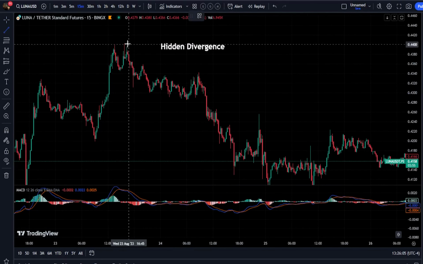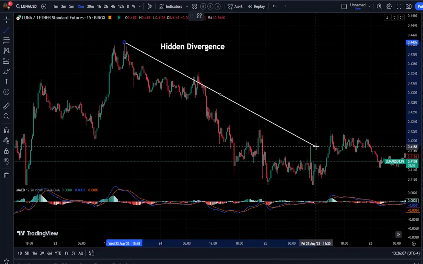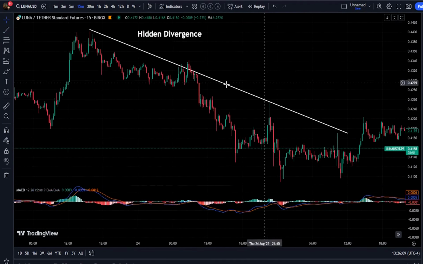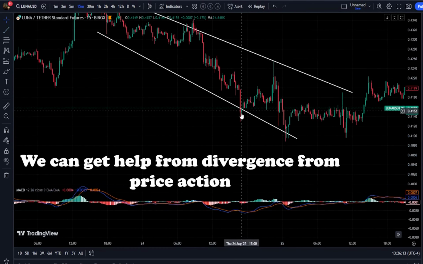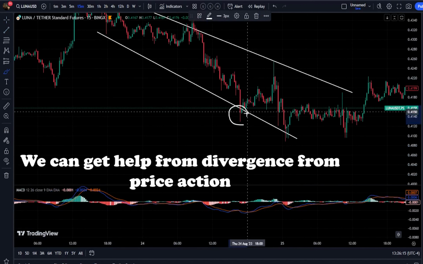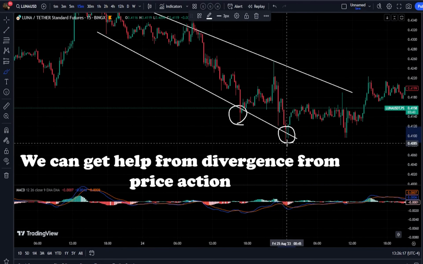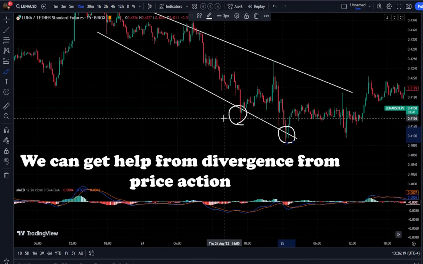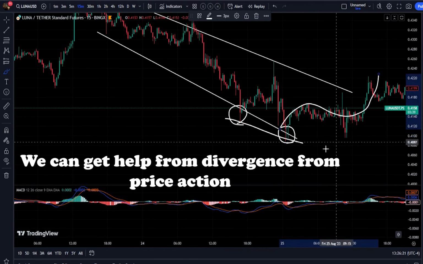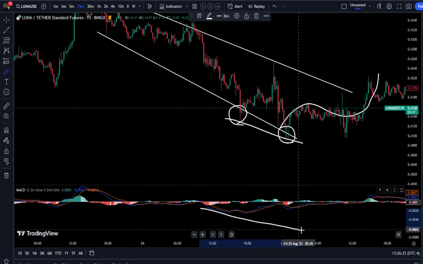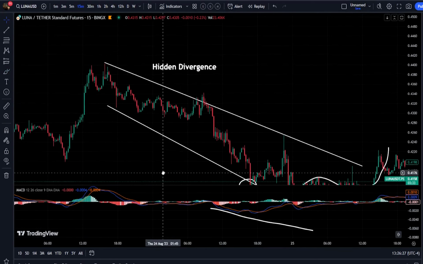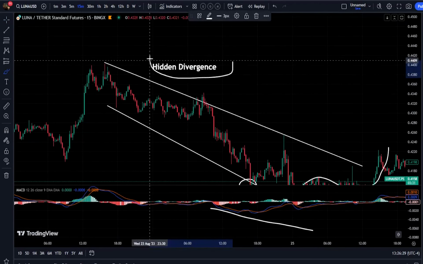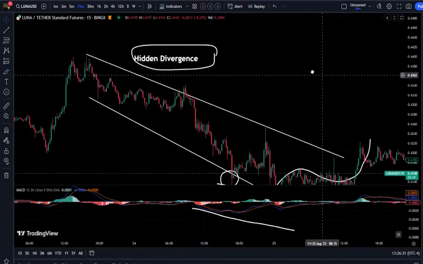Number 4. Positive hidden divergence. At the end of the uptrend, when the indicator makes a low below its previous low, the price chart is seen to make a high above the previous low. This event indicates the formation of a positive hidden divergence, and if observed, it is predicted that the price will continue its upward trend. This type of divergence also occurs at the beginning of the ascending channel.